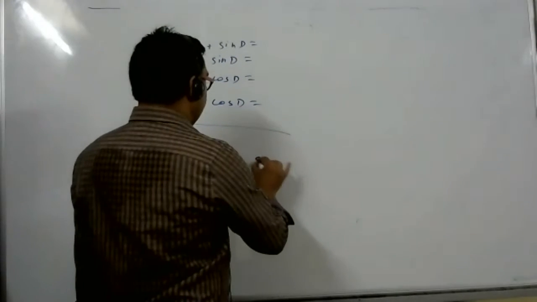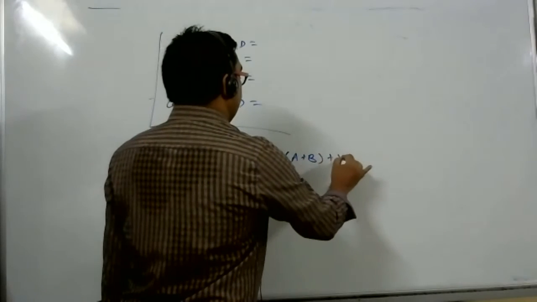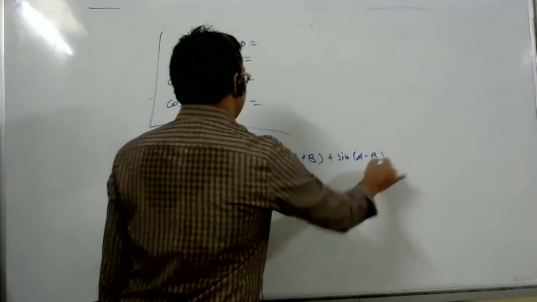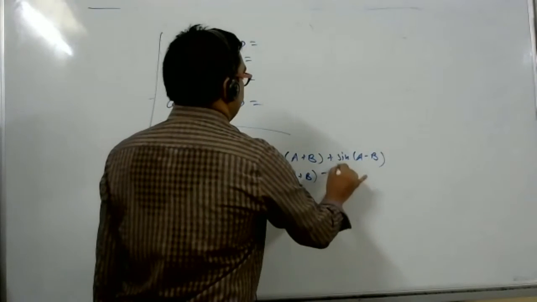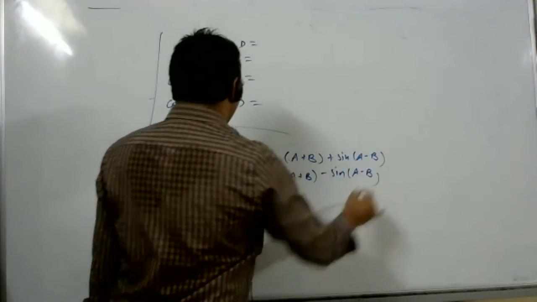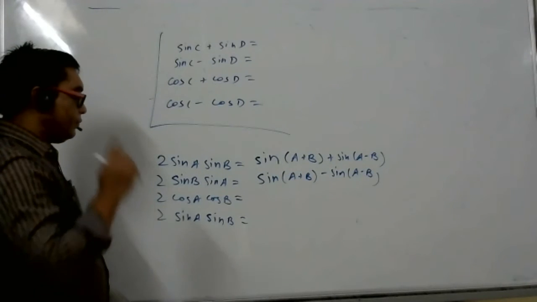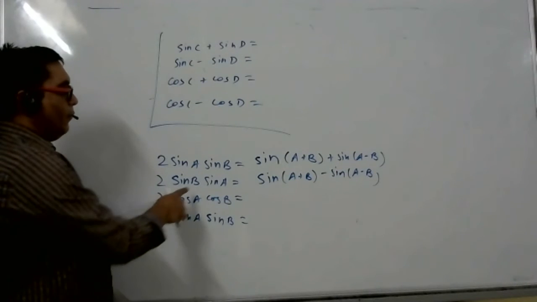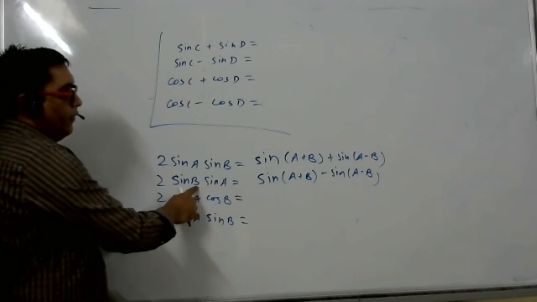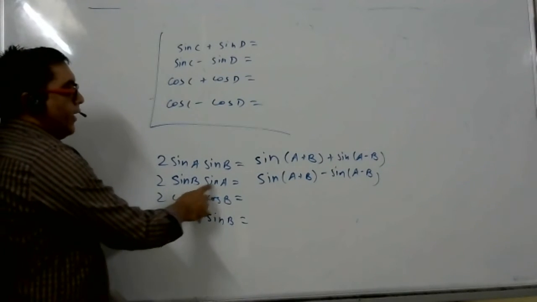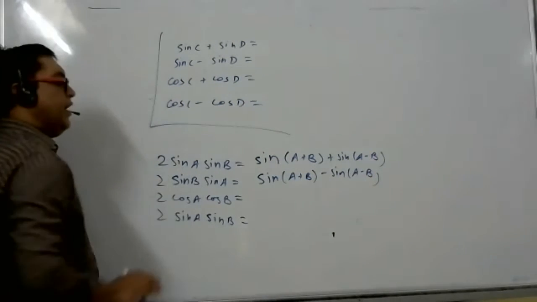So what you do? Sin A plus B plus sin A minus B. Formula is different, but here sin A plus B minus sin A minus B. Formula is different. But how does it make a difference if we write sin A into sin B or sin B into sin A? B will be greater than A, B will be having more magnitude than A. So when you subtract, now it will come out minus. You can use one formula also, student, no problem.